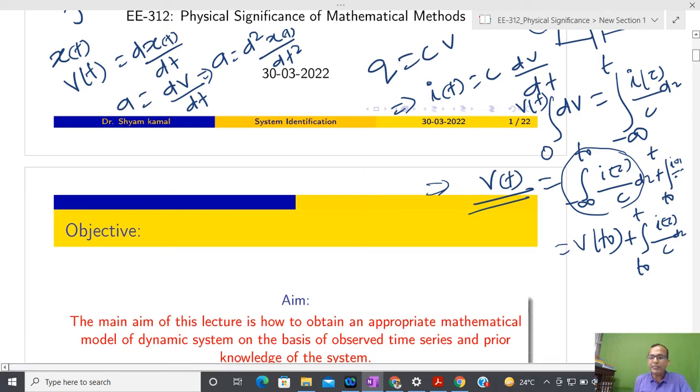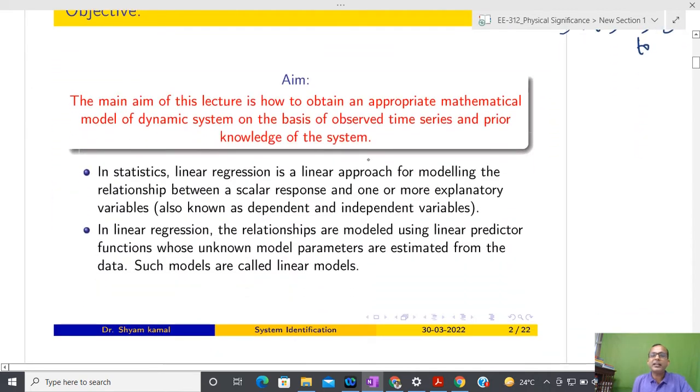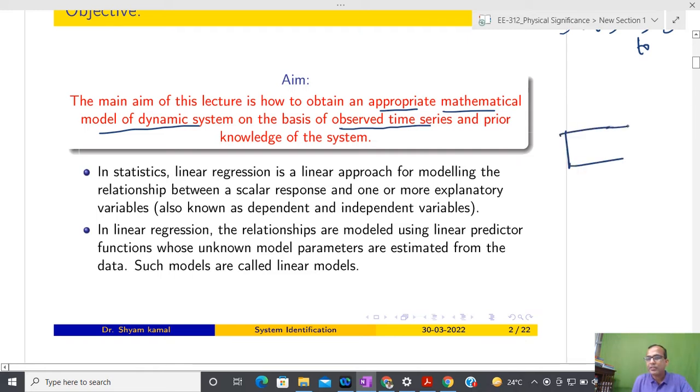So what is the main objective? The main objective of this lecture is to obtain an appropriate mathematical model of a dynamic system on the basis of an observed time series. So I have some kind of time series of data. Suppose I have some system, and I have some knowledge of this system, and what I am going to do is an experiment with this system.